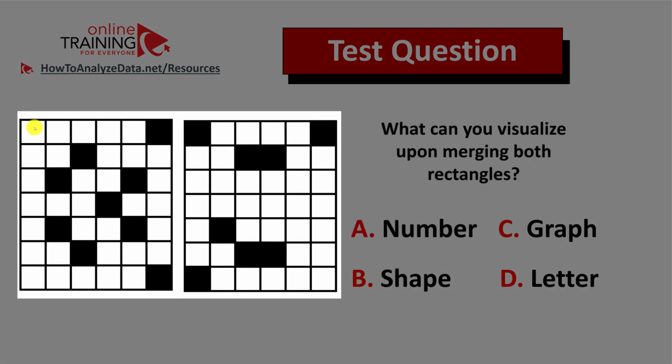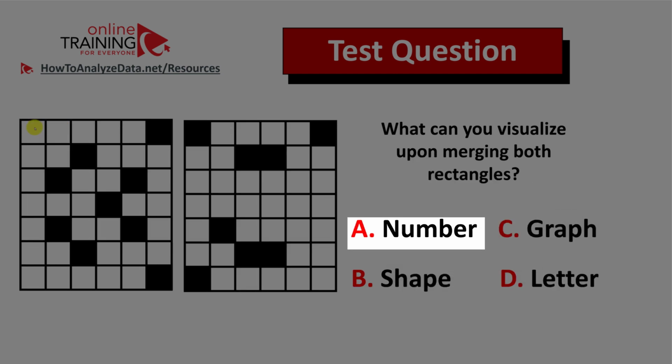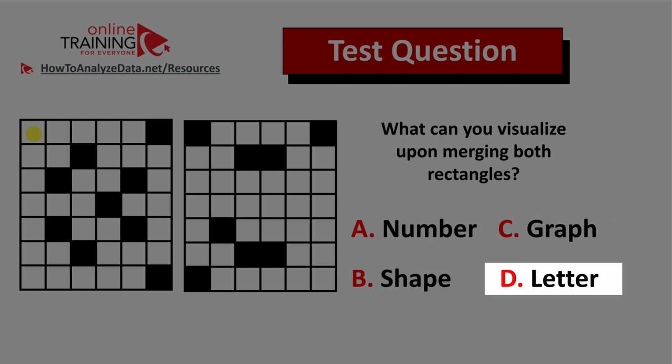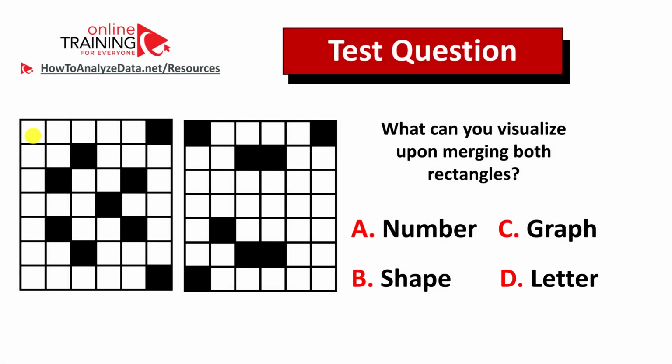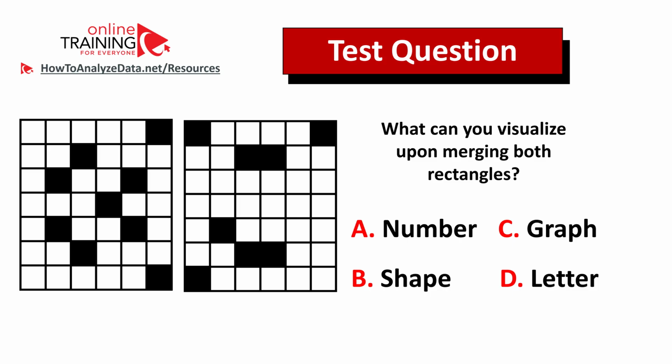You're presented with two 7x6 rectangles on the left, and you have four possible choices. Choice A, number. Choice B, shape. Choice C, graph. Choice D, letter. Give yourself 10 to 20 seconds to see if you can come up with the answer on your own. Do you see the answer? Let's continue to see how we can solve this challenge and come up with the correct solution together.